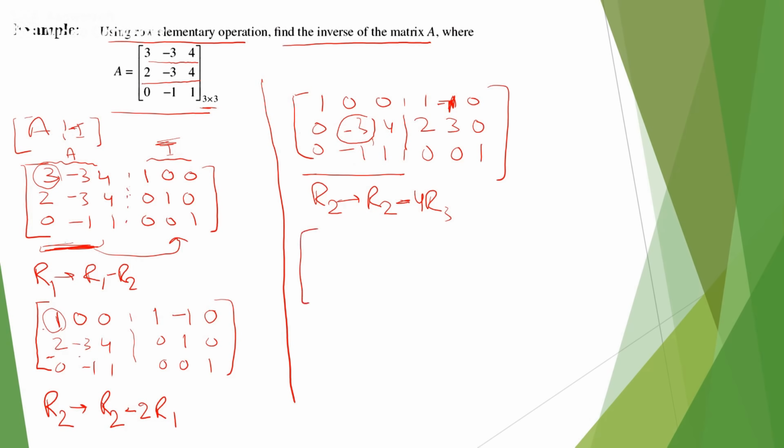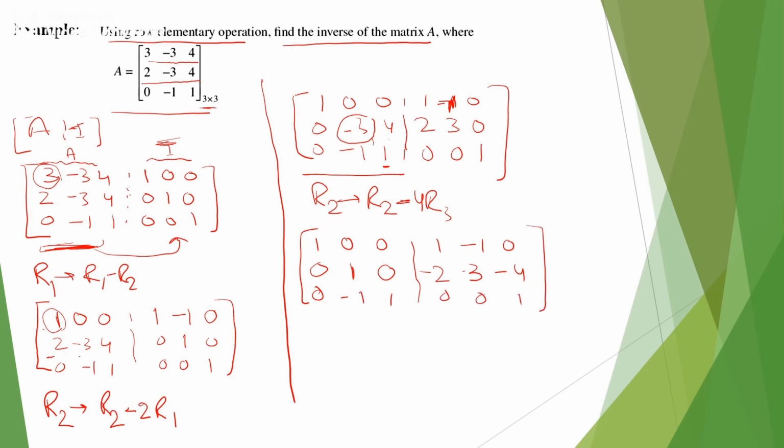So we apply the operation. The first row is the same: 1 minus 1 0. Now the second row becomes what? 0, because 0 minus 4 times R3 is again 0. The second element becomes 1, and the third becomes 4 minus 4 times R3, so we get 0. The same operation we apply on that side, so it becomes minus 2, 3 and minus 4. Okay, the last row is the same, so we write 0 0 1.